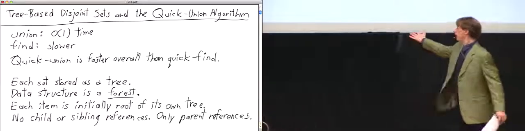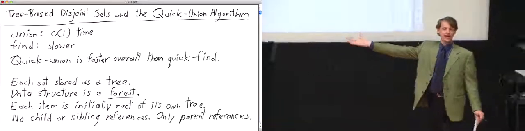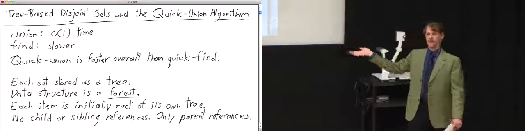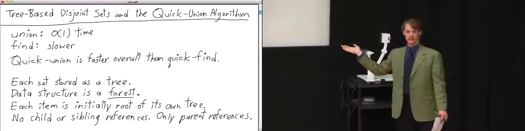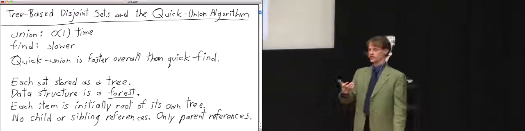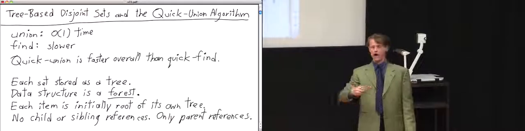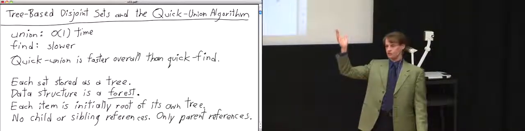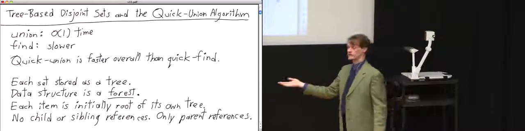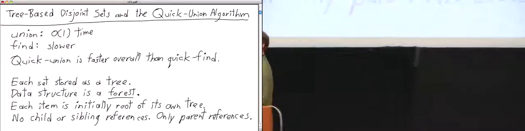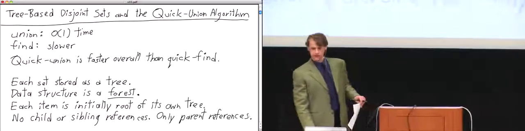So you can have child and sibling references if you want to, but we don't need them, because the only thing we're going to do in this data structure is walk up the tree. The goal of this data structure is, if you give me a node, I want to be able to find the root of the tree. That's it. So to do that, all I need are parent references, so I can walk up the tree and find the root. Because the root is where I'm going to record the identity of each set.